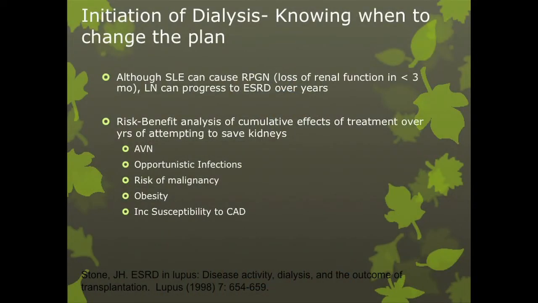That's basically death of bone, and you can experience that in your hips, in your shoulders, and the elbows, and this can be a result of chronic kidney disease and of treatment with prednisone. Opportunistic infections, these are infections that result from being on chronic immune suppressive medications. Risk of malignancy, as I said, that cyclophosphamide is chemotherapy. That drug and also some of the other cytotoxic drugs do have a small risk of malignancy. Obesity, an increased susceptibility to CAD, which is coronary artery disease.